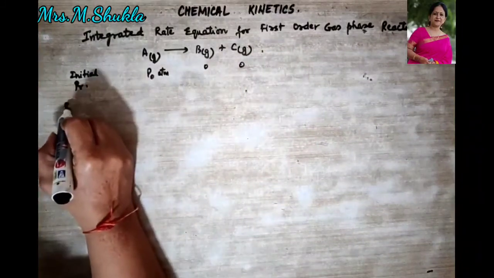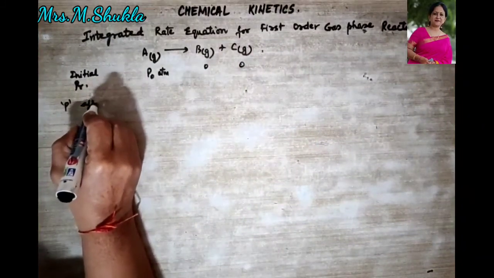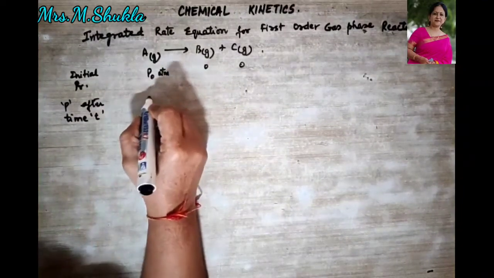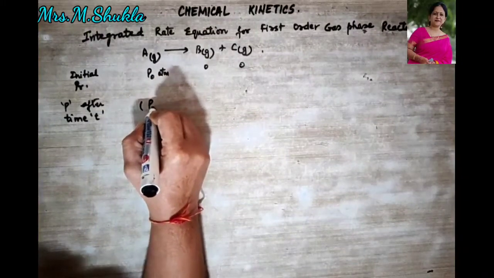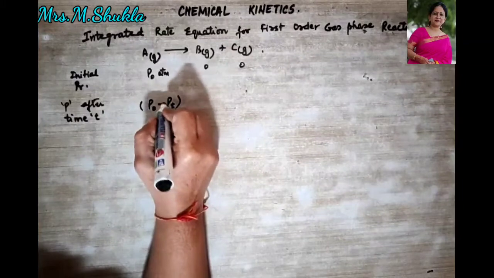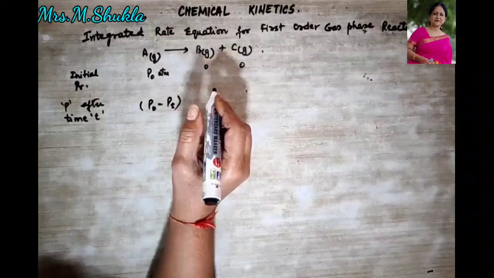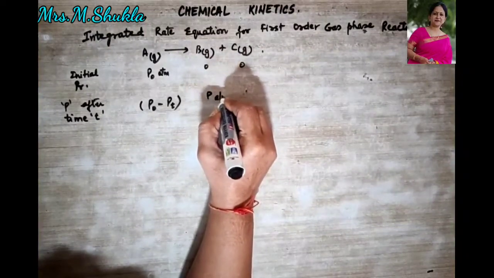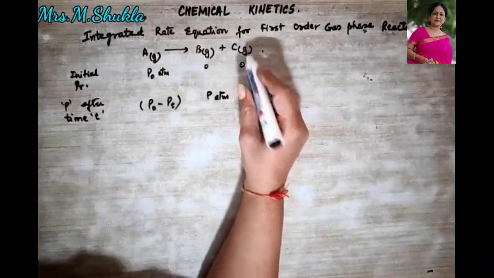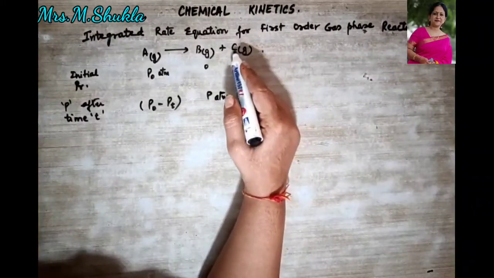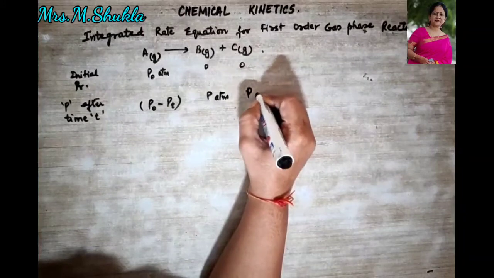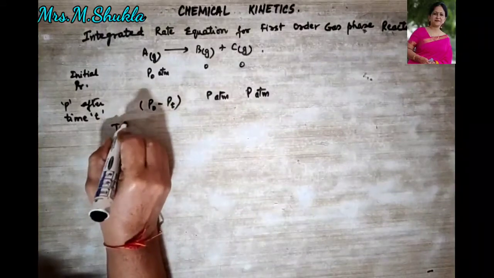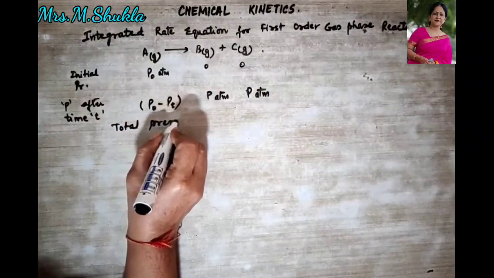Then the pressure after time T becomes, for the reactant, P naught minus P. And what about the products? It will be P atm for product B, and for product C it will also be P atm.